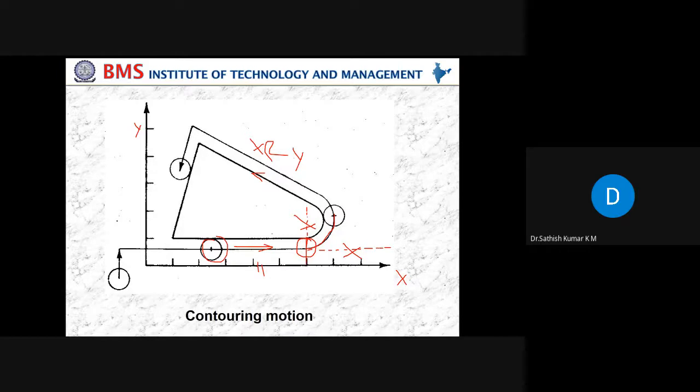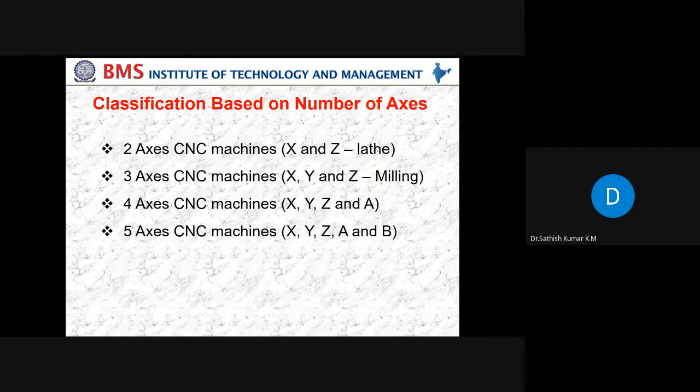Then we have the classification based on the number of axes. How many axes are going to be present? Broadly we have 2-axis CNC machines. So what is a 2-axis CNC machine? If you observe, the example is going to be your lathe. Just observe, this is going to be your movement. This is going to be your Z, and this is going to be your X.